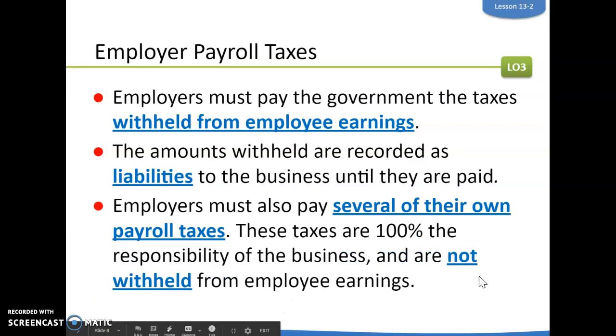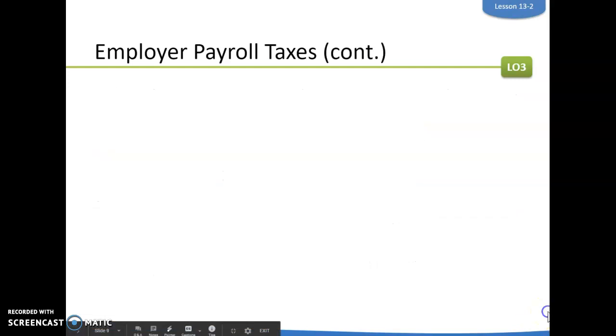Okay, then this is the different part. Employers must also pay several of their own payroll taxes. These taxes are 100% the responsibility of the business and are not withheld from the employee earnings. So there'll be a couple different things we look at here.